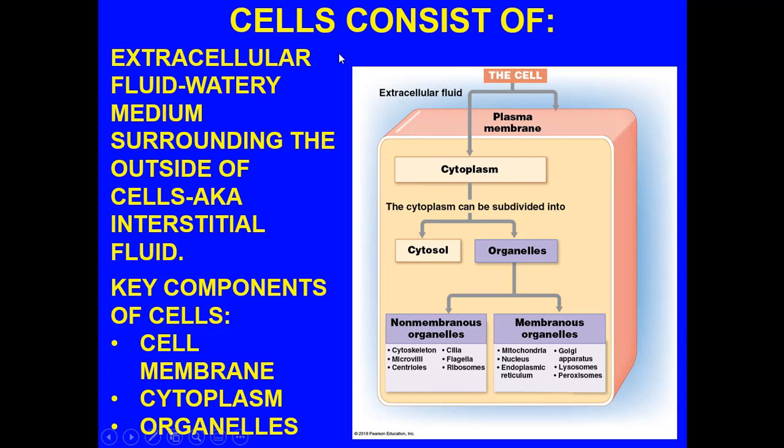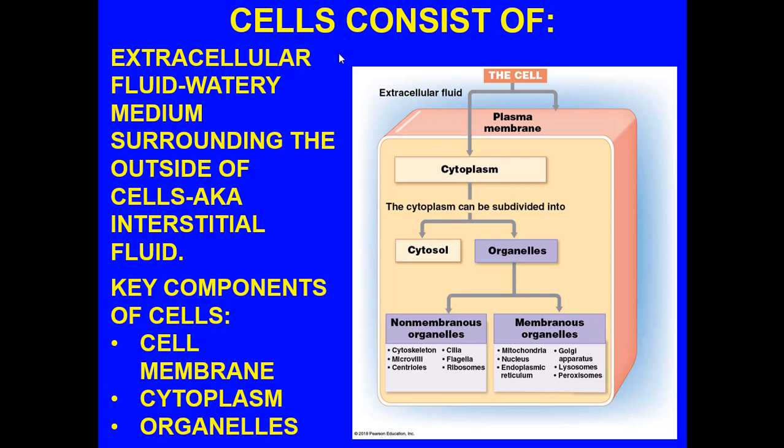Cells consist of basically a plasma membrane, cytoplasm, and a nucleus. Now this is for eukaryotic cells, cells that have a nucleus. But we have to consider the extracellular fluid. This is the watery medium surrounding the outside of cells. We would call this also interstitial fluid. So extracellular fluid, interstitial fluid, they're basically synonymous, okay?